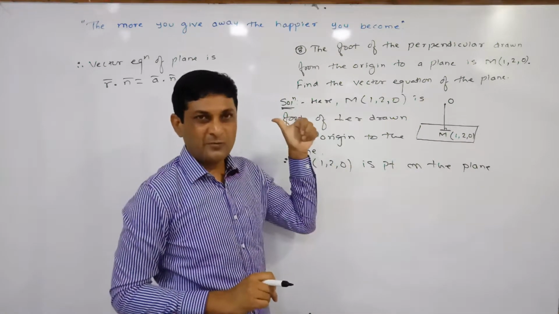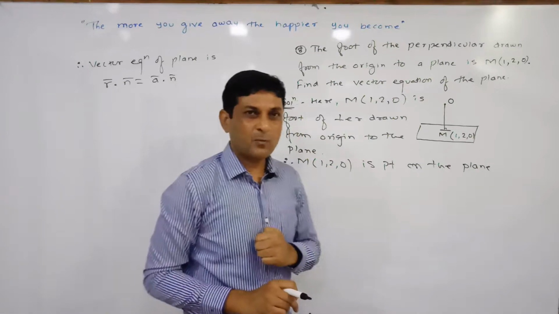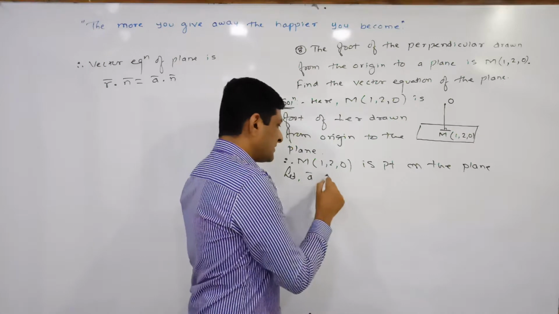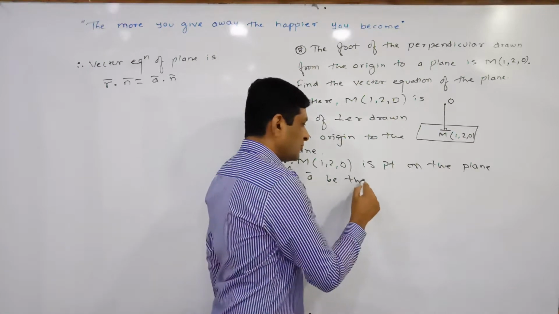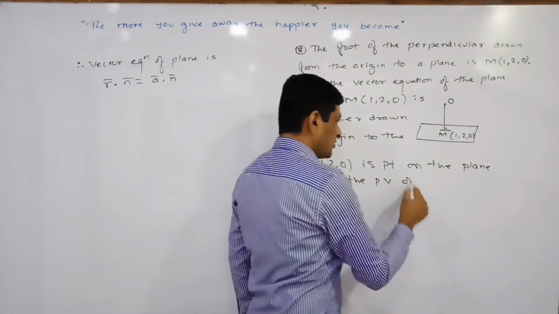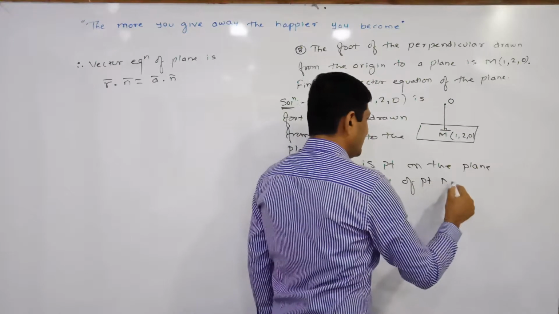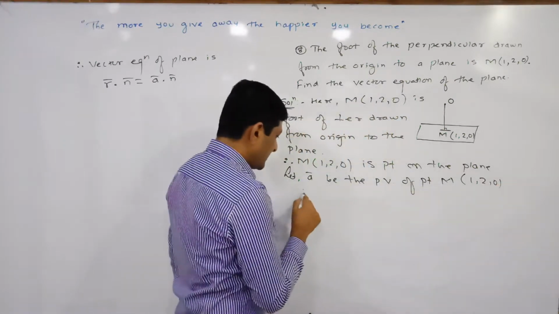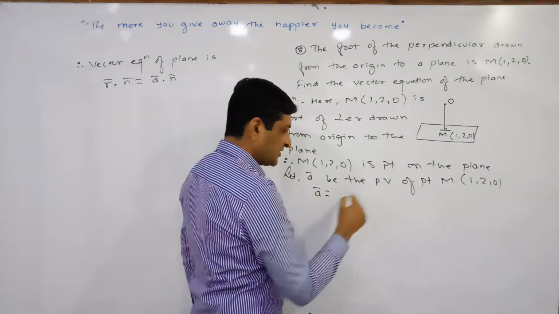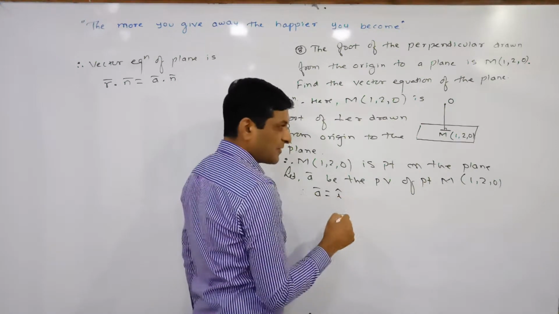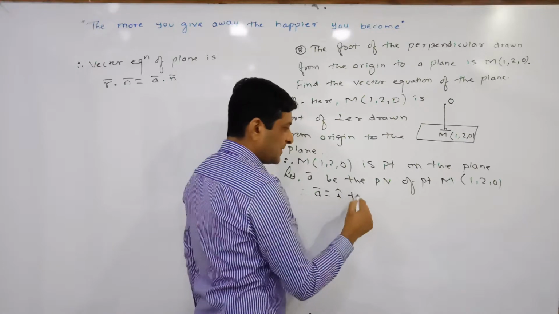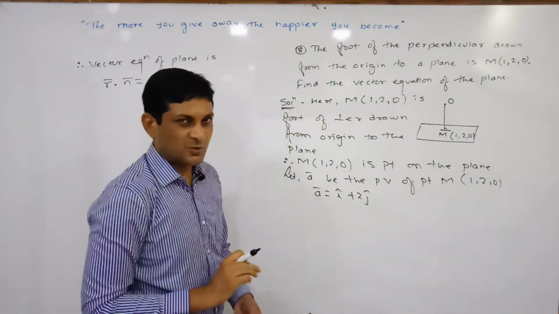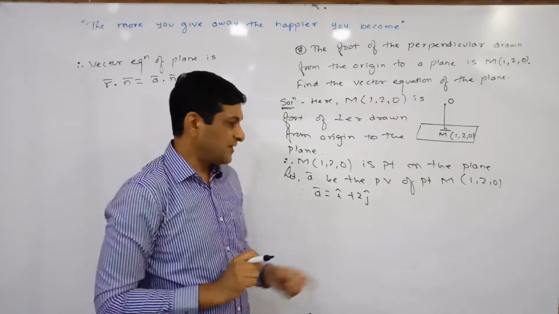In our formula, we are denoting its position vector by what? ā. So let ā be the position vector of point M having coordinate (1, 2, 0). So therefore ā will be equals to, from this coordinate, what will the value of ā? 1 î plus 2 ĵ plus 0 k̂. Not necessary to write 0 k̂. In this way we have got the value of what? ā.